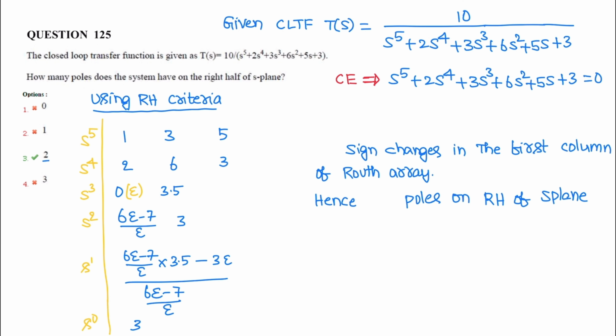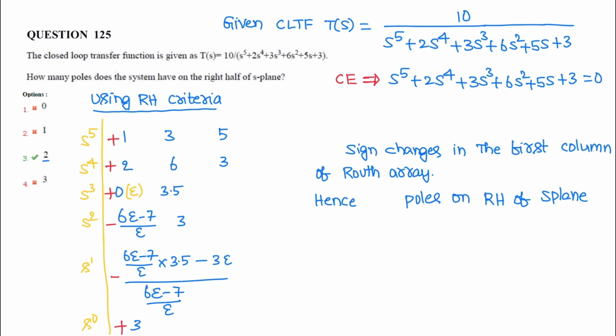Now we need to check the number of sign changes. Replace epsilon with 0 in the first column. Then we will get minus 7 by some small number. Here it is negative. The element is positive in the first column, positive. Here it is positive, then negative. Replace epsilon with 0 here. It will be 0 minus 7 into 3.5, minus 21 around minus 20s by a small number. It is also a negative number. Then it is plus 3.